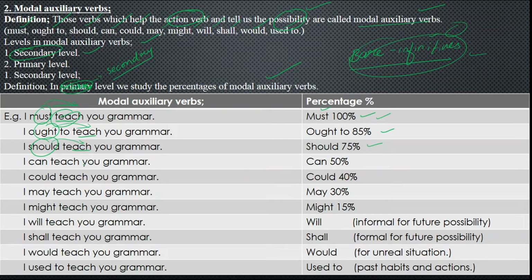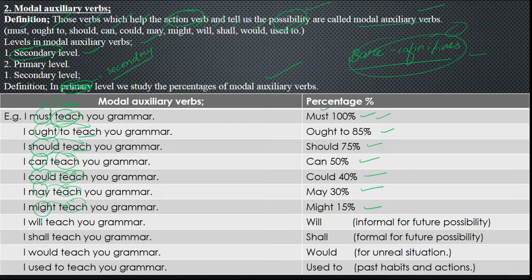I can teach you grammar. And now can is a helping verb, helping the action verb teach and telling you the possibility, and the possibility is 50%. After that we have I could teach you grammar, and it can be used in the sense of present, and when it gives the sense of present it means 40%. I could teach you grammar. Could is again helping the action verb and telling us the possibility of an action. I may teach you grammar. Again, may is helping the action verb teach and telling you the percentage, and that is 30%. I might teach you grammar. Now, might is helping the action verb teach and telling us the possibility, which is 15%.